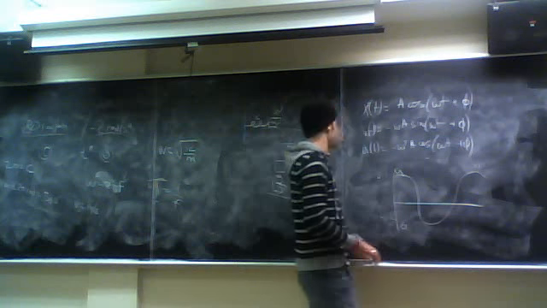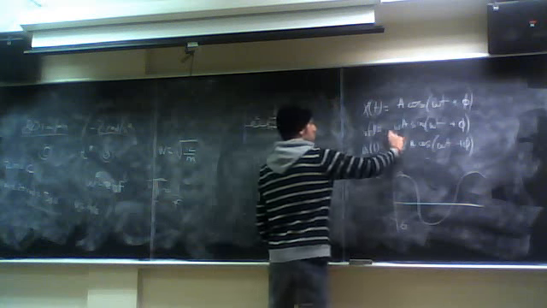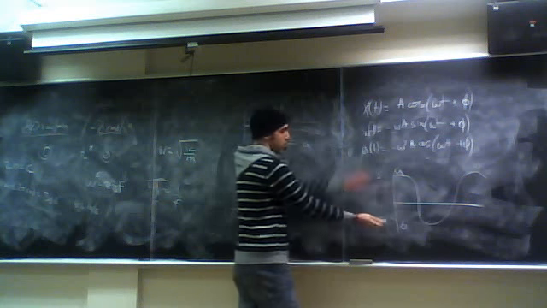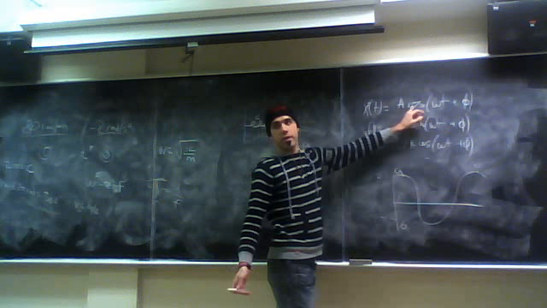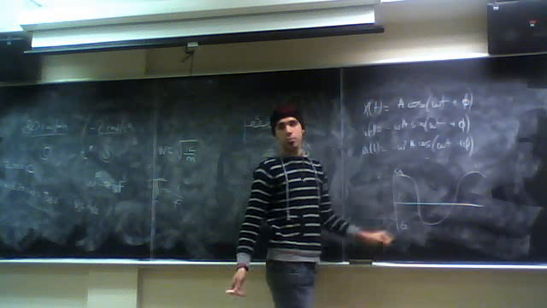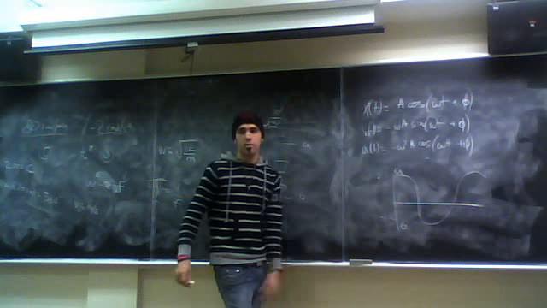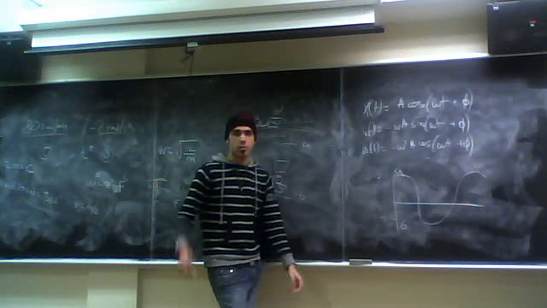Now, because you have an A in front, the plus or -1 will be made smaller or bigger by the factor of A. If A is 5, this will go from plus 5 to -5. You see what I mean?